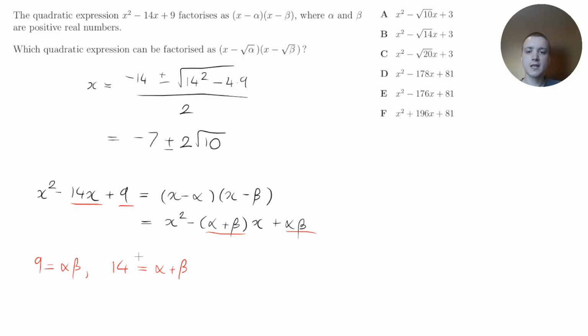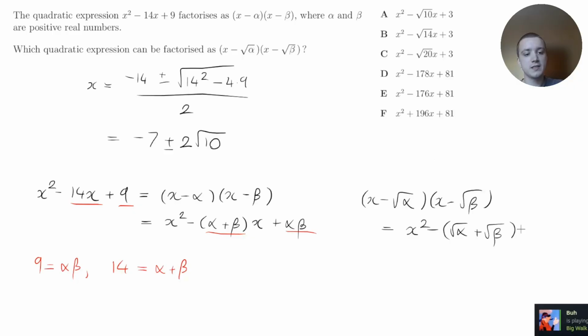So what about the same type of approach for x minus root alpha times x minus root beta? Let's expand this out. We have x minus root alpha times x minus root beta is equal to x squared minus root alpha plus root beta times x plus root alpha beta. So actually, if we can find root alpha beta and root alpha plus root beta, then we'll be done. We're going to have the quadratic.